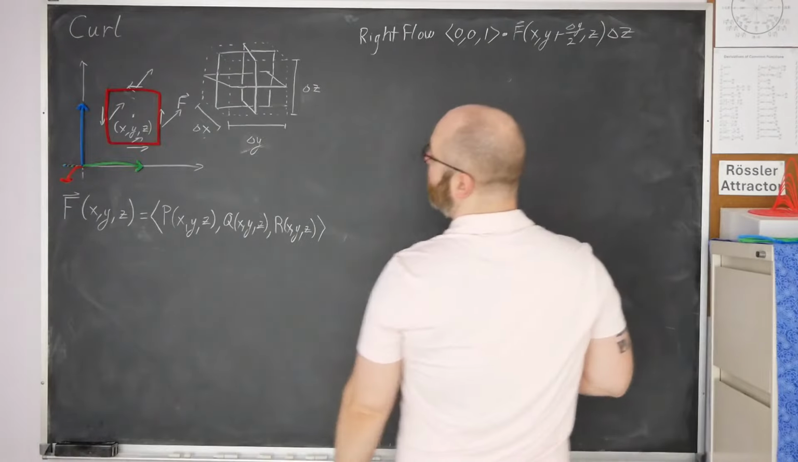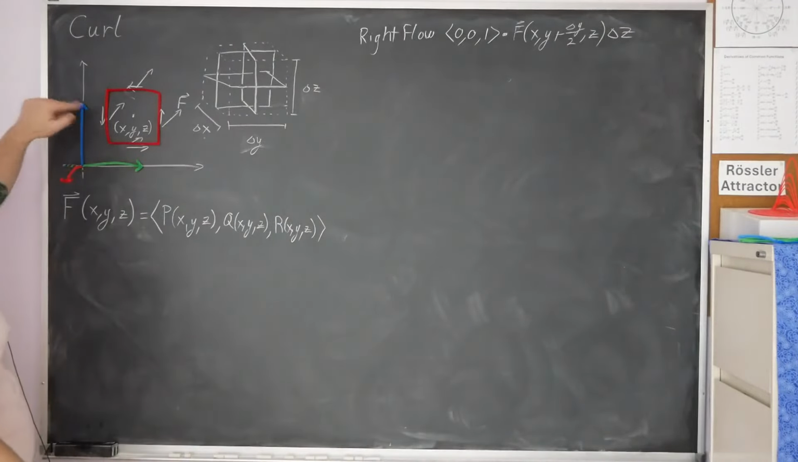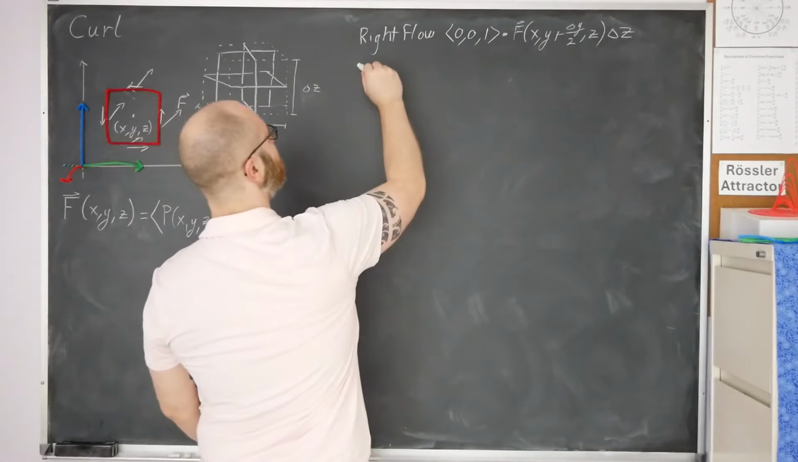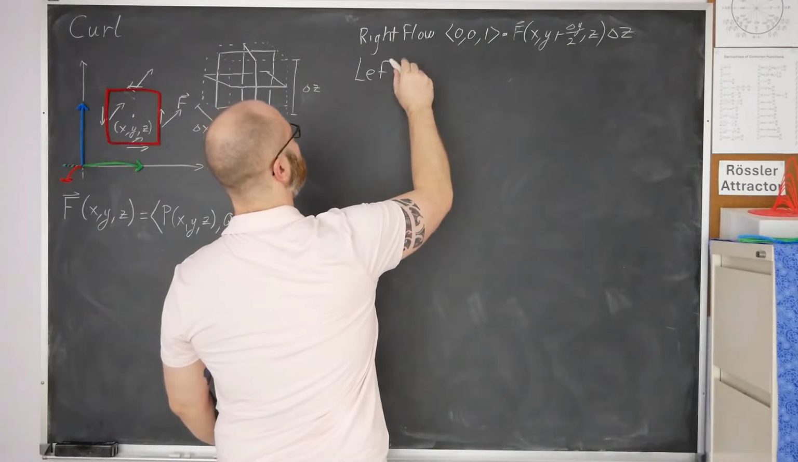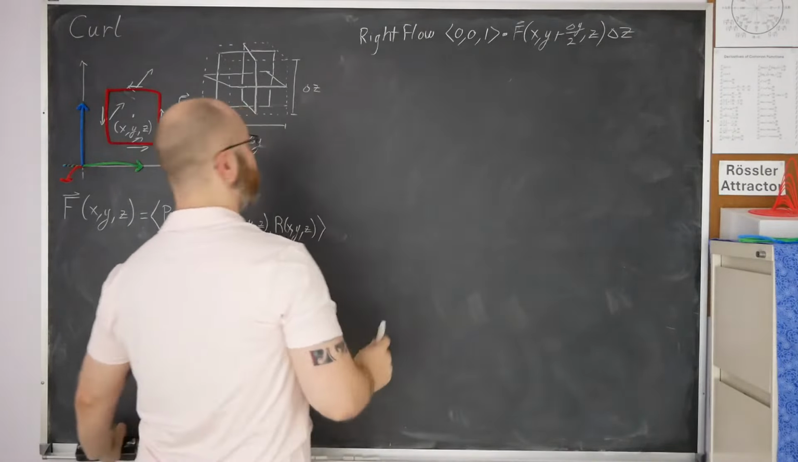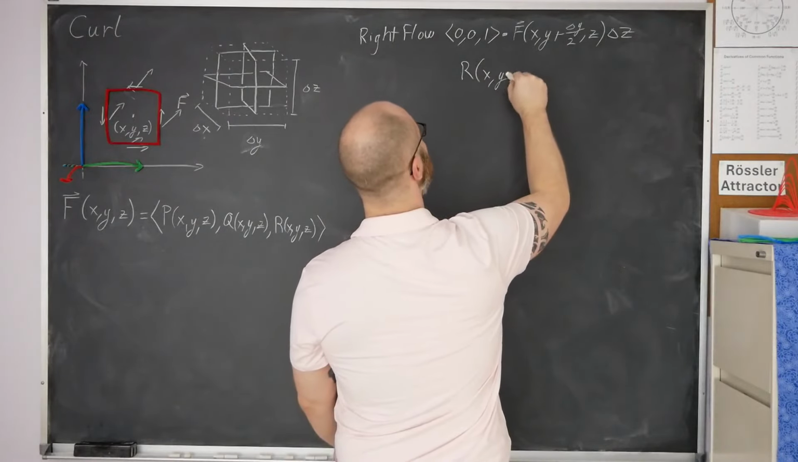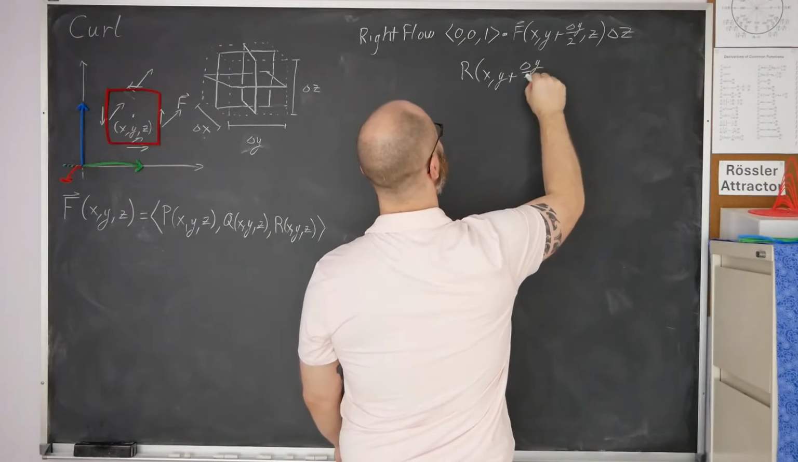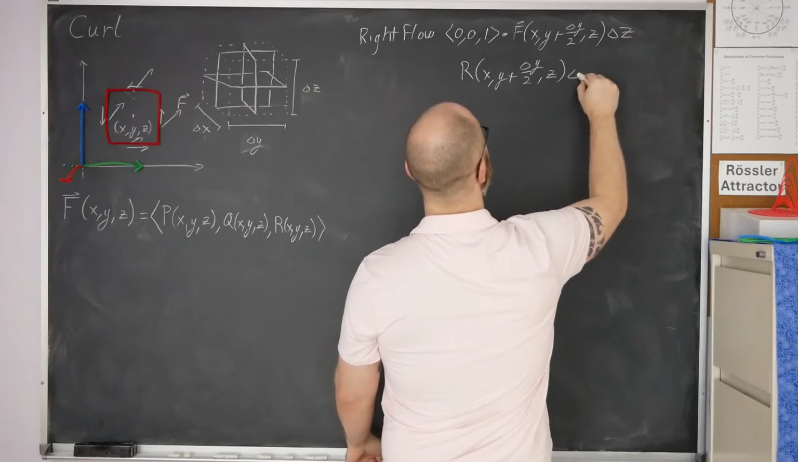So that's the right flow. Let me simplify it. We have 0, 0, 1 dot product F. That's 0 times P plus 0 times Q plus 1 times R. So we get R of x, y plus delta y over 2, z, times delta z.